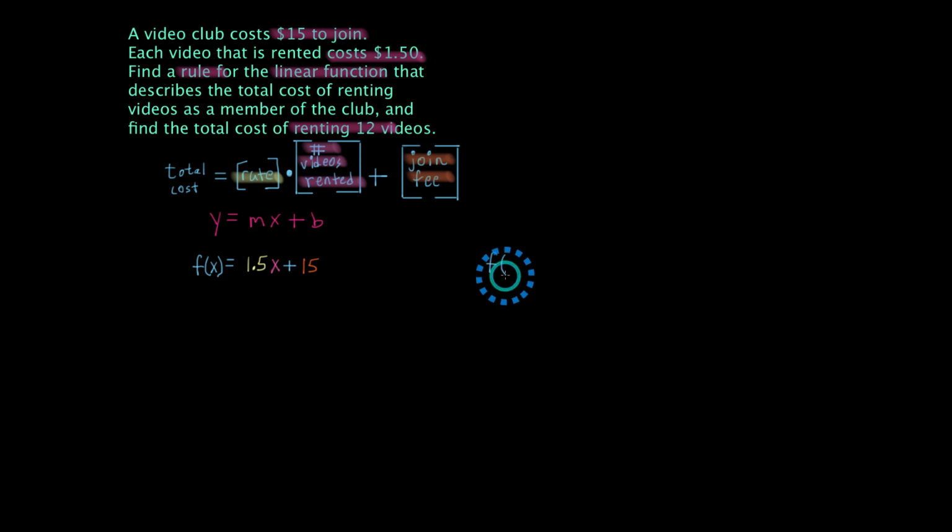So f of x, and there we go, f of x is equal to, I'm going to change colors, 1.5 times x, or the number of videos rented, which is 12. So 1.5 times 12 plus 15. Alright, so 1.5 times 12 will give me a value of 18, and I'm going to add 15 to that, and 18 plus 15 will give a value of 33.